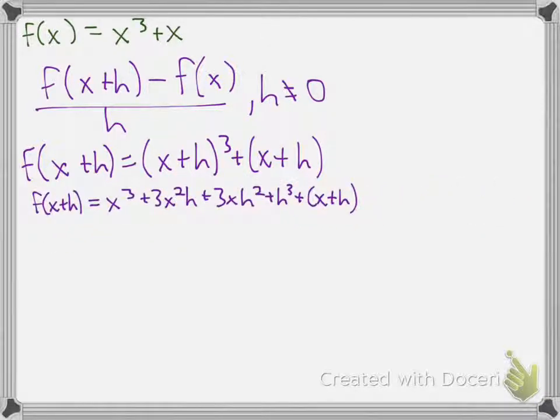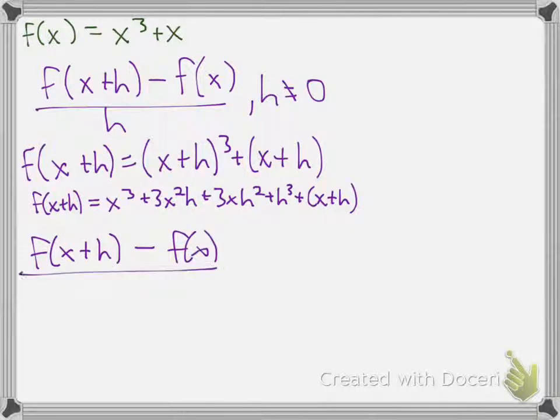So now I have the 2 parts that I need. So it's going to go into my difference quotient of f of x plus h minus f of x over h. Let's change colors here. So I'm going to take all of that f of x plus h, since I don't want to rewrite it again. I can copy and paste it.